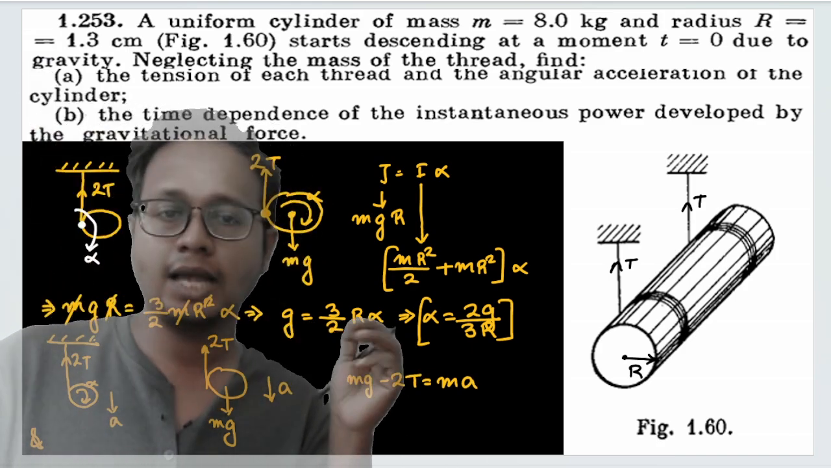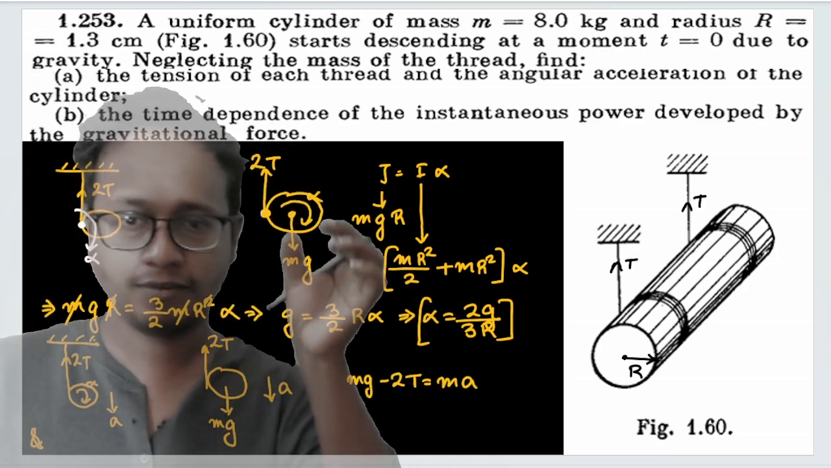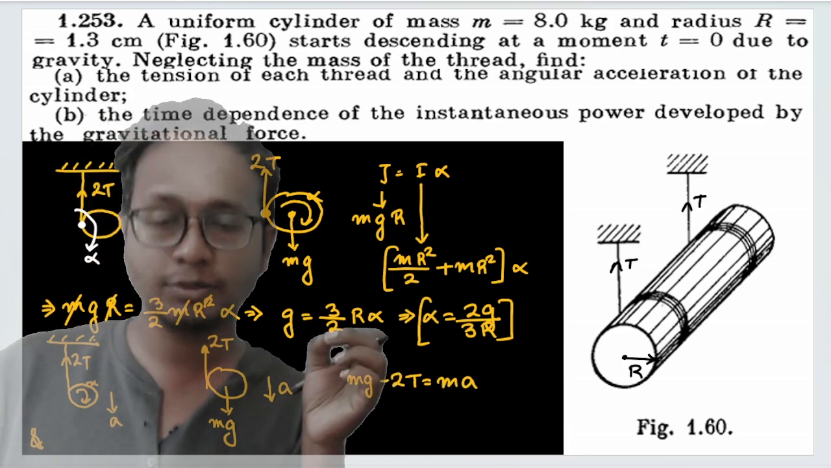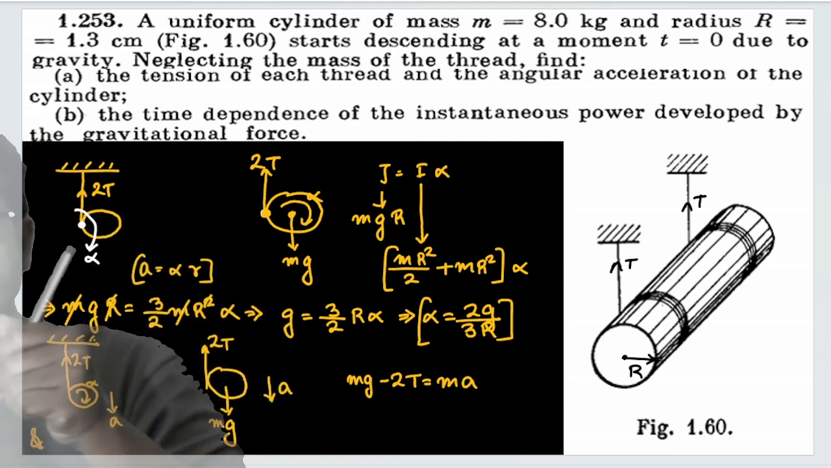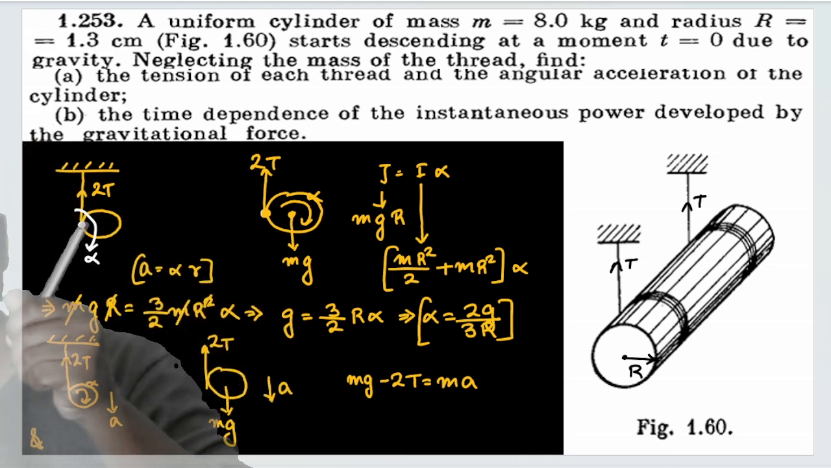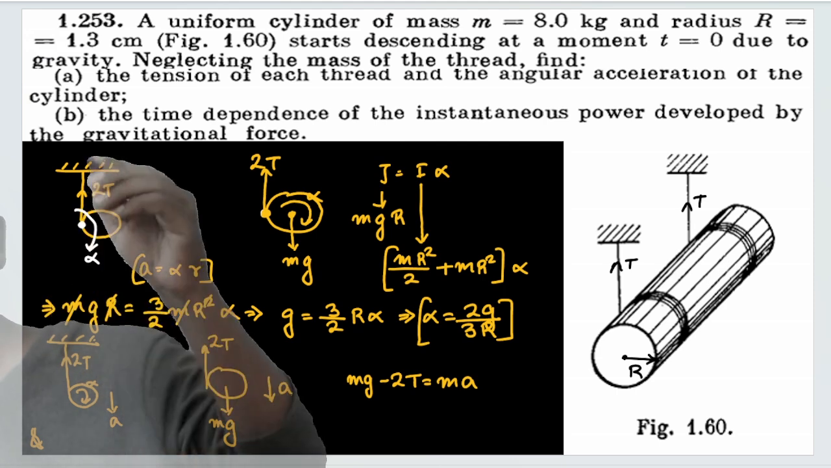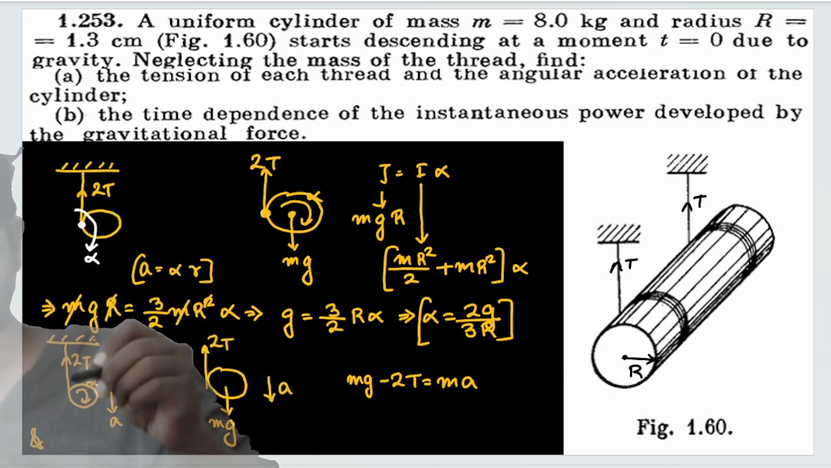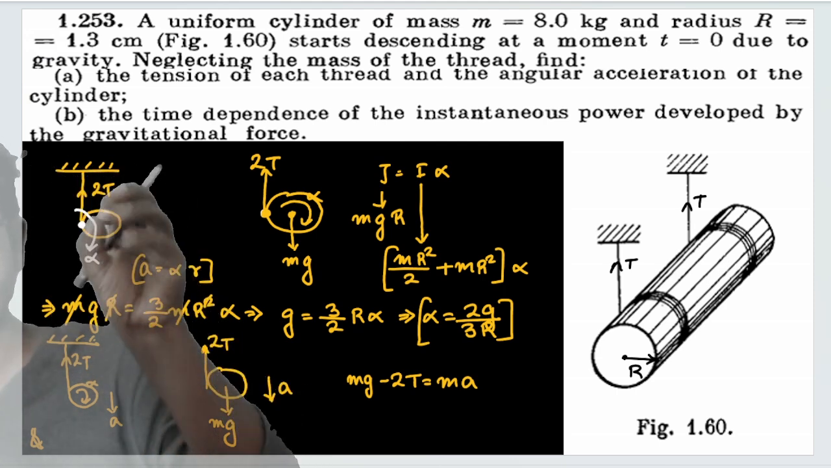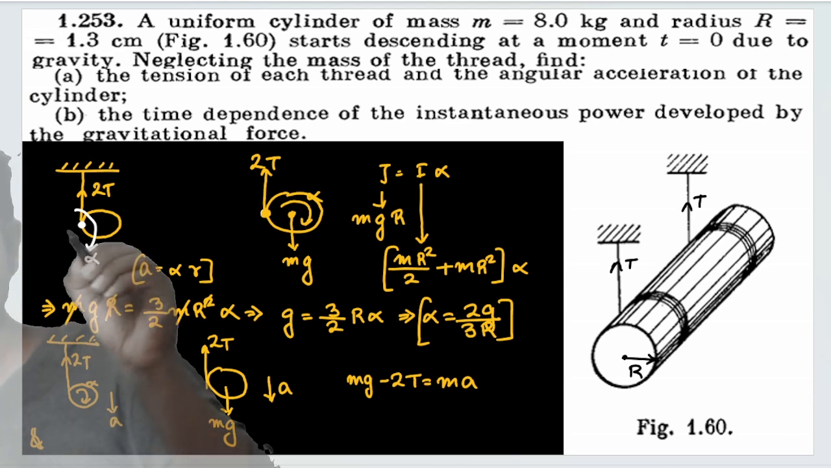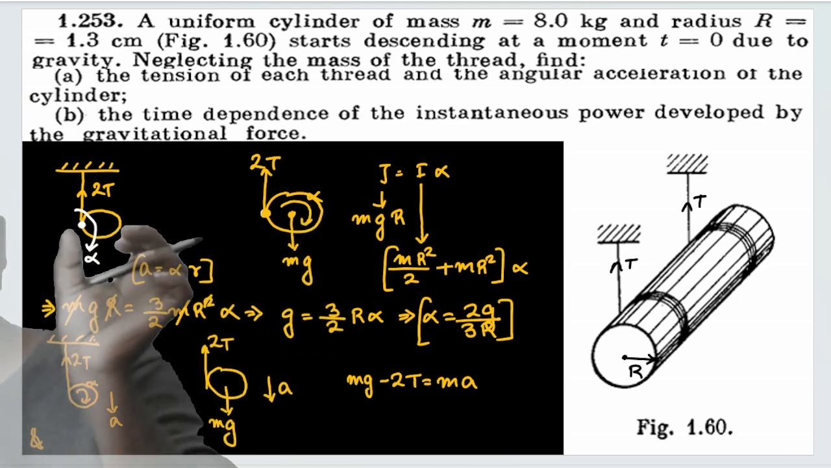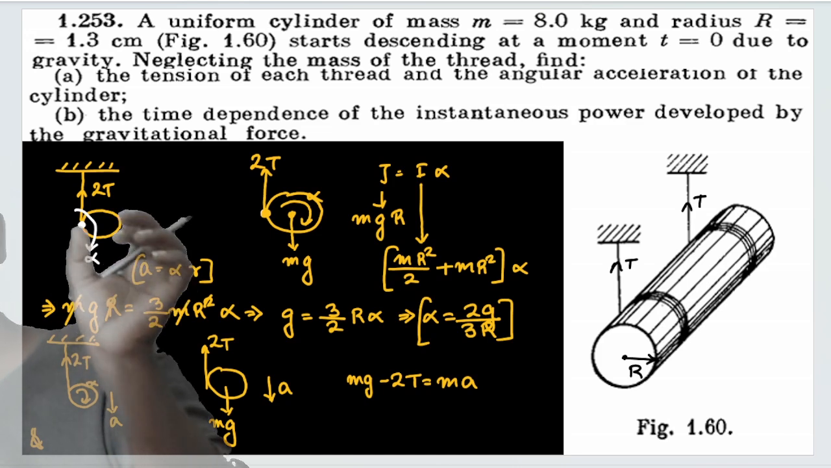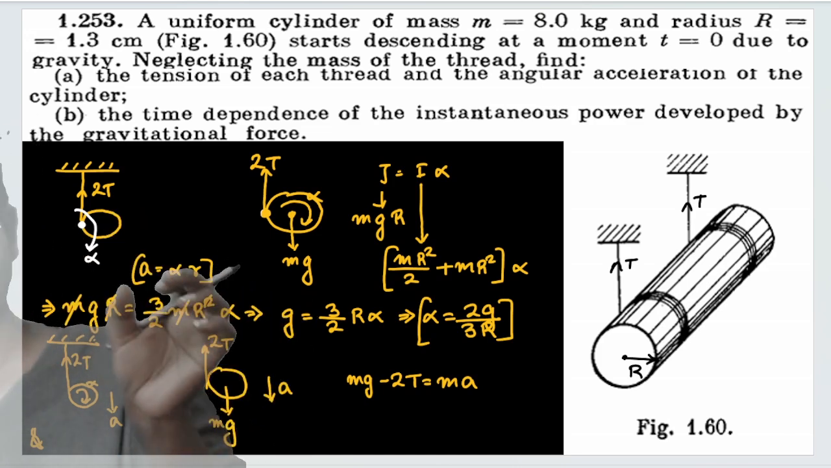And what is the relation between angular acceleration alpha and linear acceleration A? A is equal to alpha r. Why? Because this is the instantaneous axis of rotation, so you can consider the velocity at this point to be 0. Now imagine this string to be a road, and this cylinder is rolling down. So A is nothing but alpha into r. This is a case of pure rolling, isn't it? Understood?